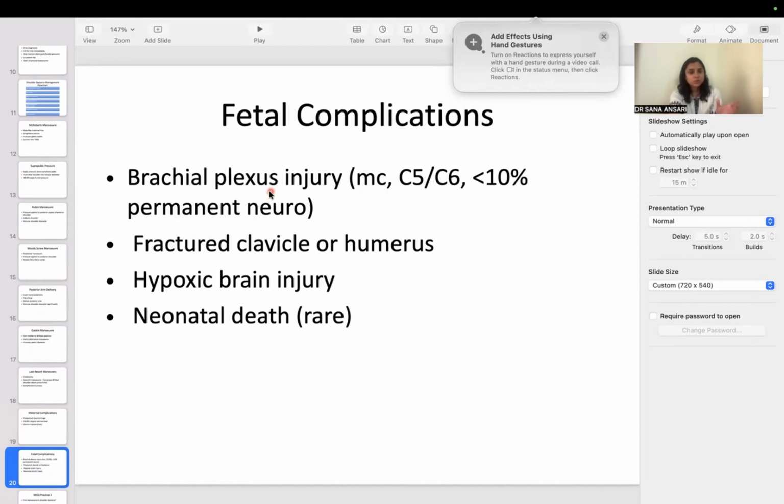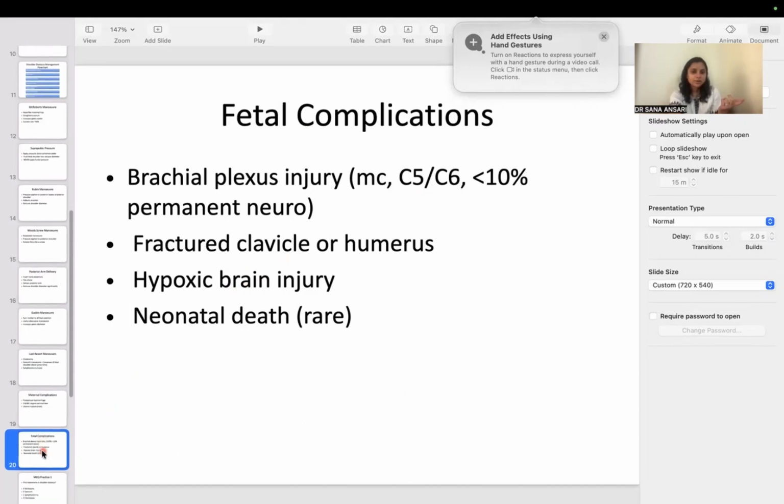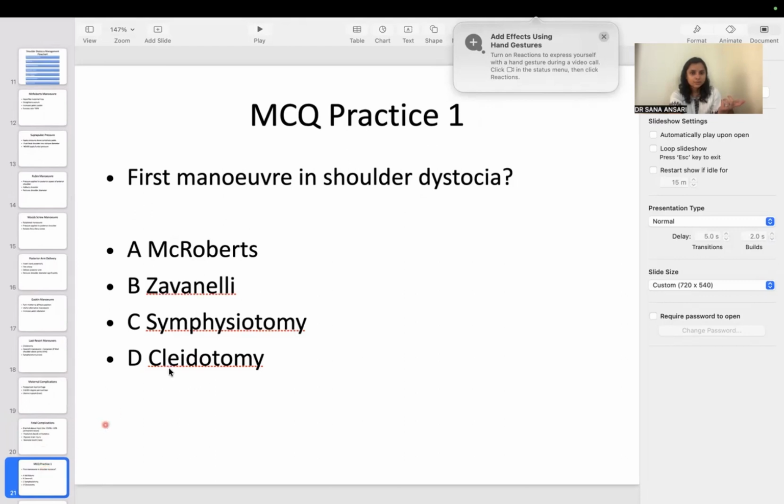This is also a very commonly asked question. This is the most common fetal complication, but it is transient. Less than 10% of brachial plexus injuries lead to permanent neurological damage. It commonly involves C5, C6. Other complications include fracture of the clavicle, humerus, hypoxia, or in rare instances, neonatal death.